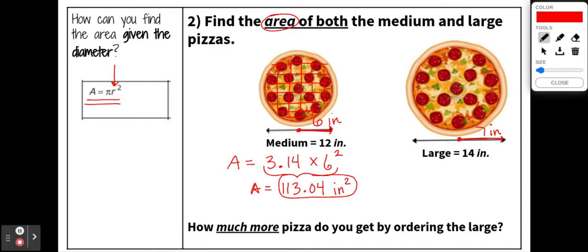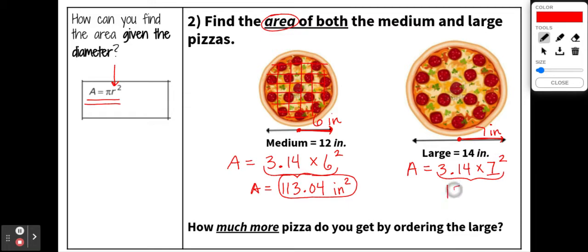Well, the large is much bigger, isn't it? Large is bigger. So let's figure out the large here. So let's write down our work, our formula. Area equals 3.14 times radius, remember radius, 7 squared. Okay. A little bit bigger here, 3.14 times 7 squared.